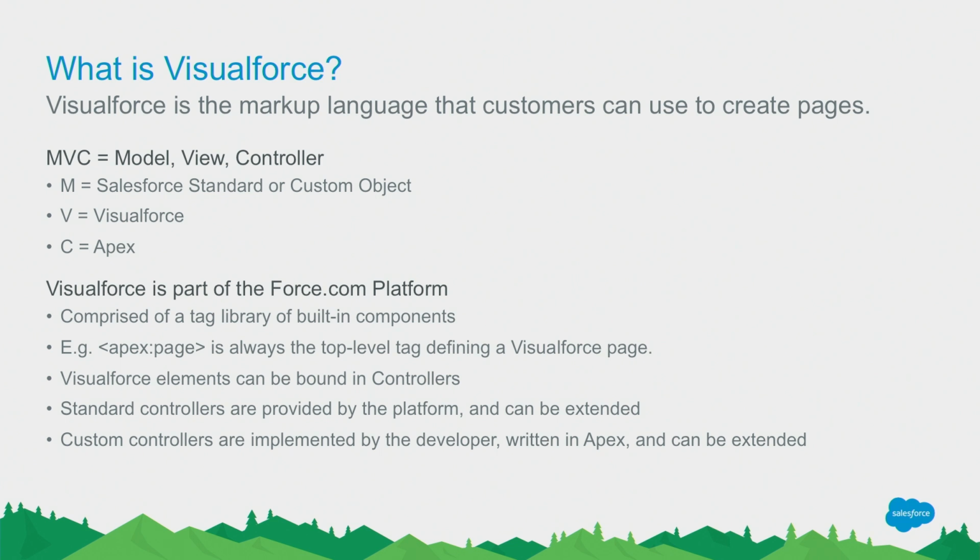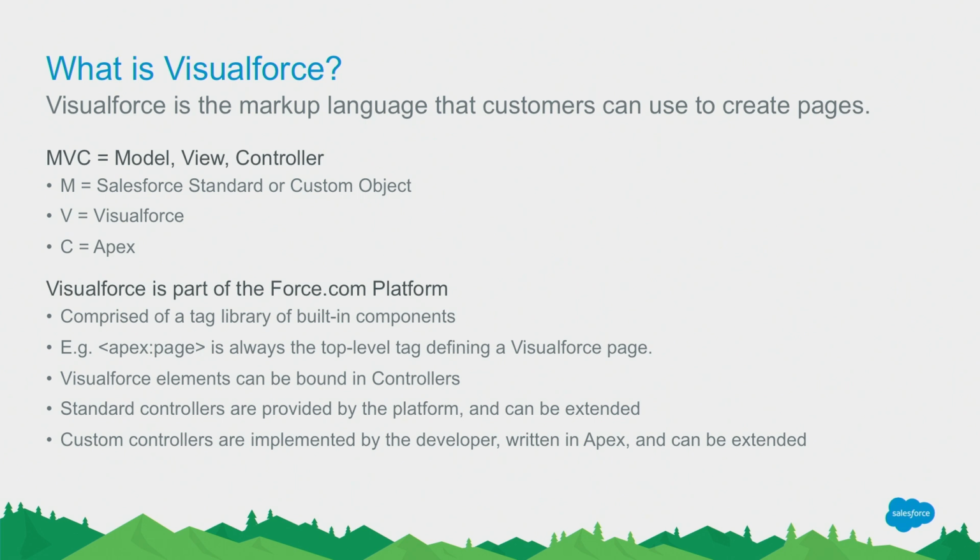So you'll see, for example, Apex:page is the page element. It is the topmost element in every page. In fact, you can't save a page if you don't start your page with Apex page. There are many other elements provided that can be bound to controller entities, like methods for handling actions, and controller properties for rendering variables.